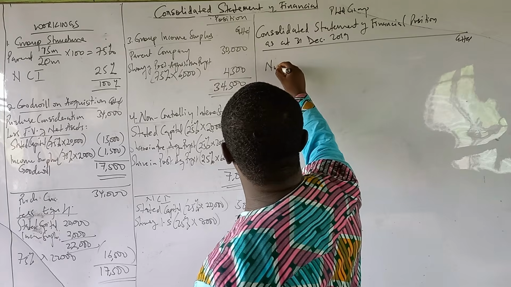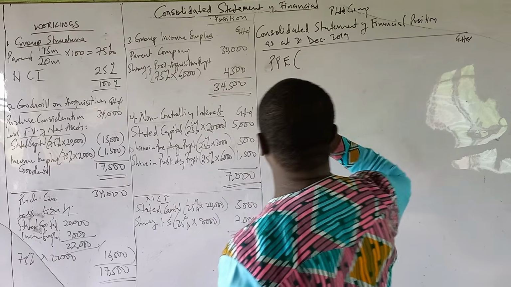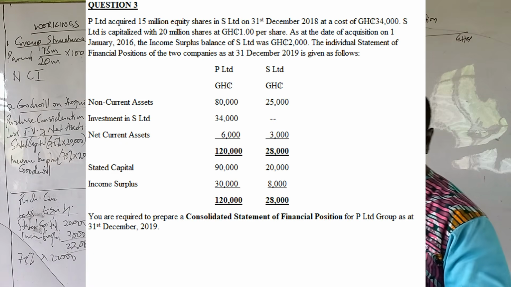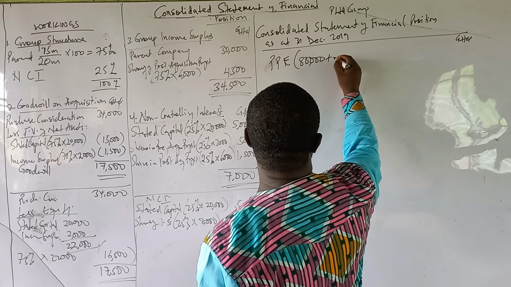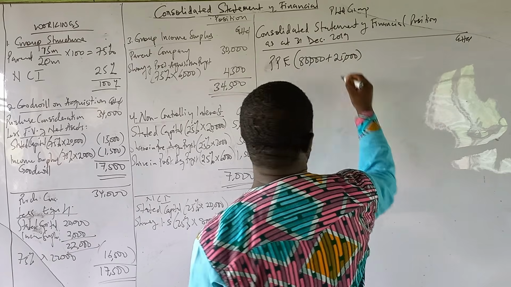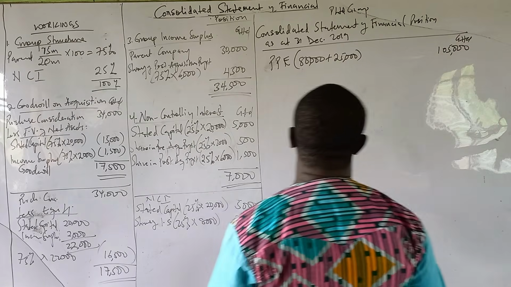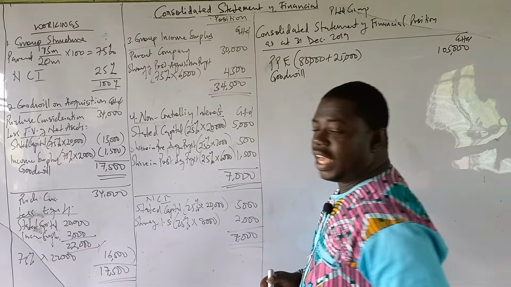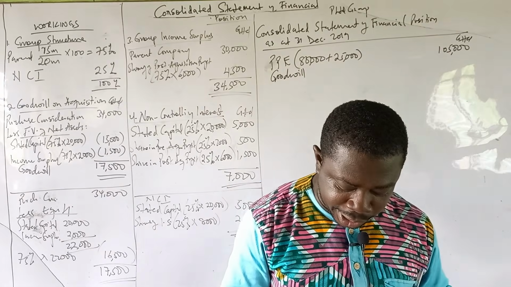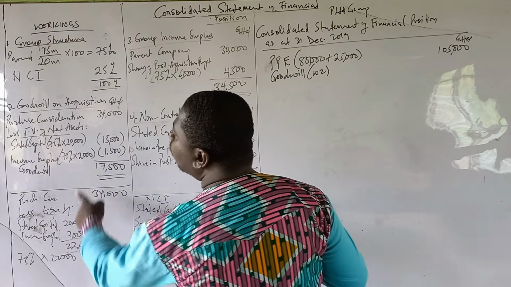So we begin with the non-current asset, and we have PPE, property, plant, and equipment. In this question, the property, plant, and equipment for the parent is 80,000, subsidiary is 25,000. So when we add the two, we have 105,000. And then we bring our goodwill. We know goodwill will always replace the cost of investment. In fact, in this question, the cost of investment was even mentioned in the introduction. It's the same as the investment. So goodwill working two.